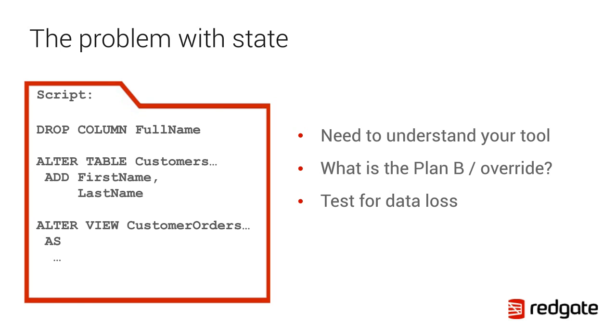And while the tool does this, it will probably come out with a data loss warning for you because it's dropped this column. And the problem is, if you just drop all the names of your customers on production, it's not going to be good. So you need to understand the tool. What scenarios can it handle, and what scenarios, like a column split here, can't it handle?